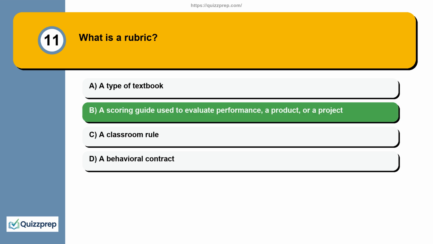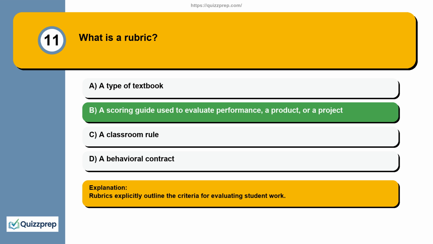The correct answer is option B. A scoring guide used to evaluate performance, a product, or a project. Explanation. Rubrics explicitly outline the criteria for evaluating student work.